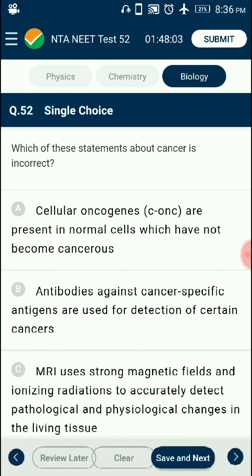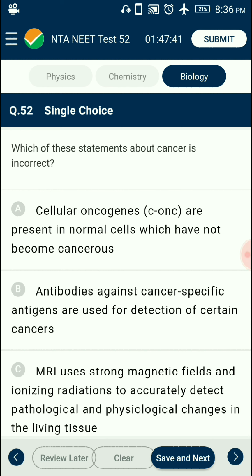Question number 52. Which of these statements about cancer is incorrect? Several genes called cellular oncogenes, generally called C-onc or proto-oncogenes, have been identified in normal cells, which when activated under certain conditions could lead to oncogenic transformation of the cells.